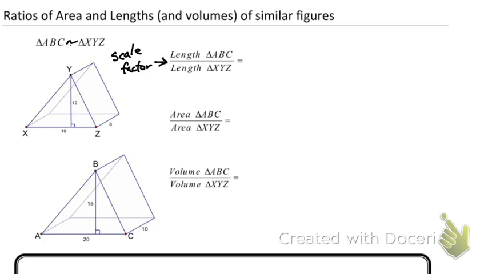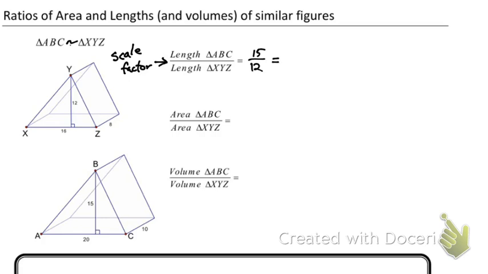Hamza? 12 and 15, and then 16 and 20. Either one of those pairs would work. Yep. Because 12 compares to 15, and 16 corresponds to 20. We just got to be careful what order they want it in. They say compare triangle ABC to XYZ. So if I'm doing 15 and 12, I have to do 15 over 12.